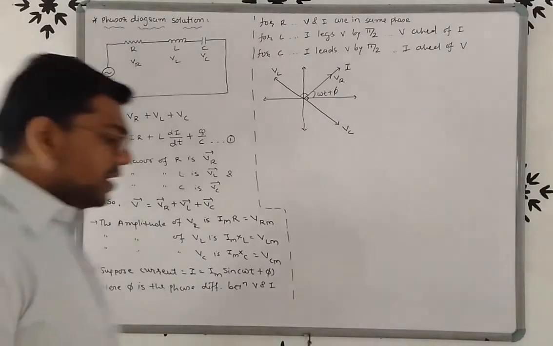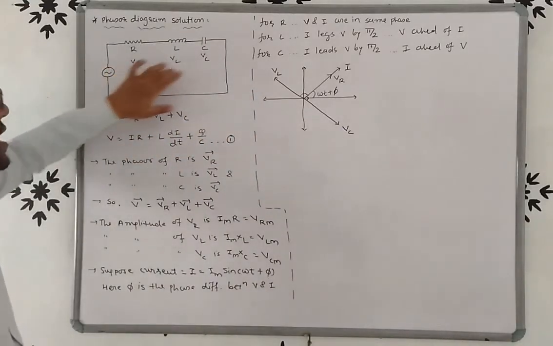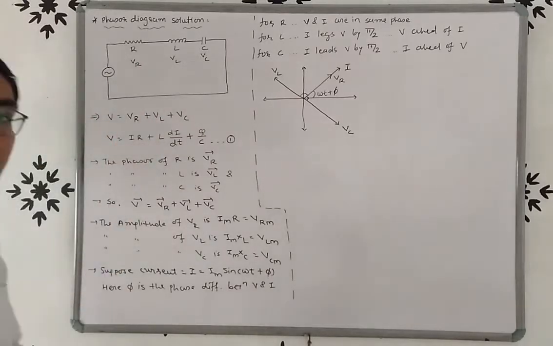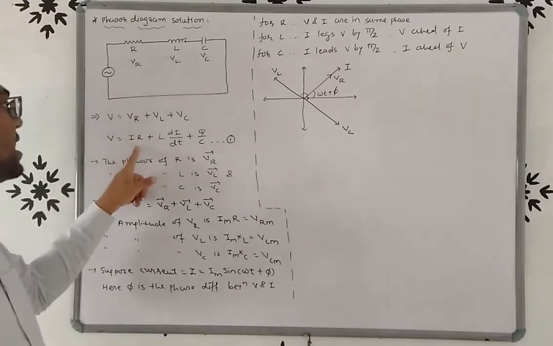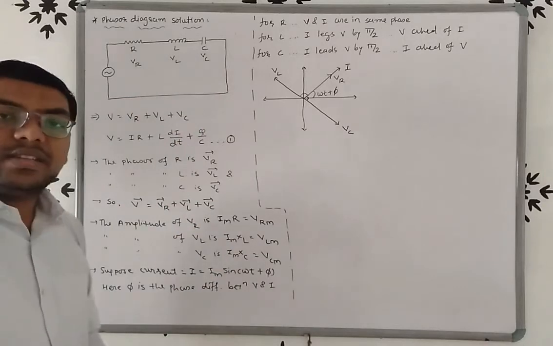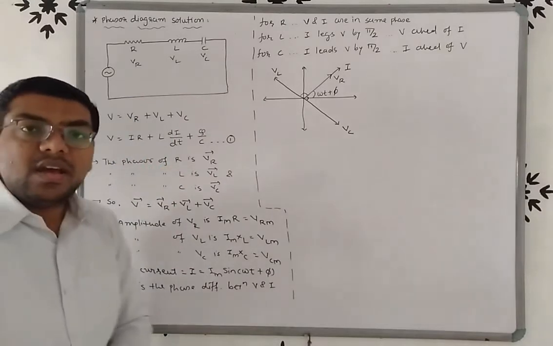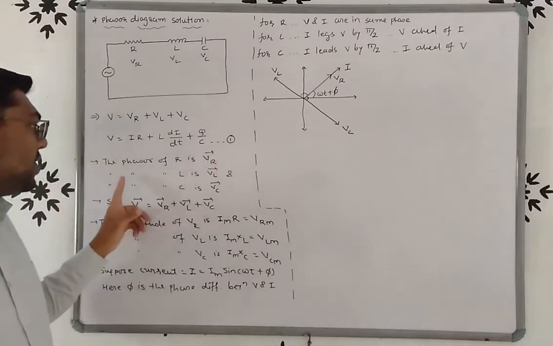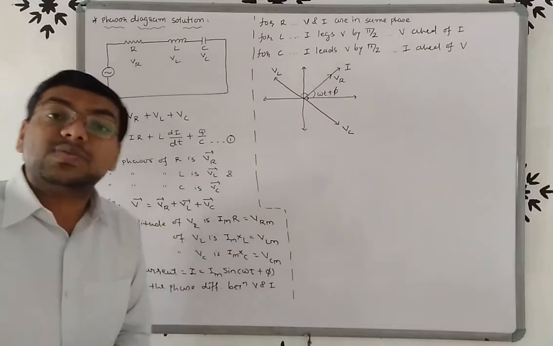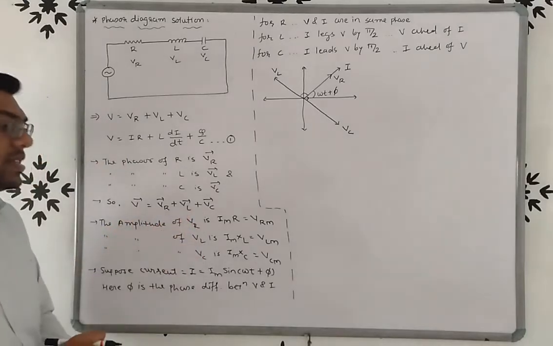Once again friends, to derive the relation between voltage and current, here AC voltage is applied to RLC circuit, right? So total potential V is equals to VR plus VL plus VC. Voltage across R is IR, voltage across L is L dI by dt, and voltage across C is Q by C. So V is equals to IR plus L dI by dt plus Q by C. Now the phasor of R is VR, phasor of L is VL, and phasor of C is VC. So phasor is given by V is equals to VR plus VL plus VC.